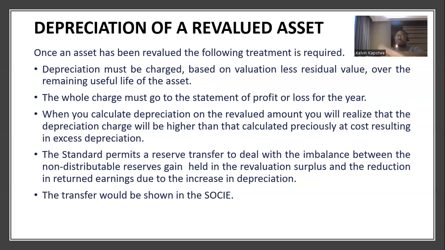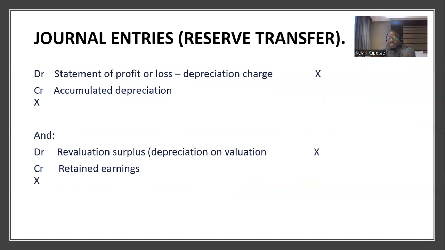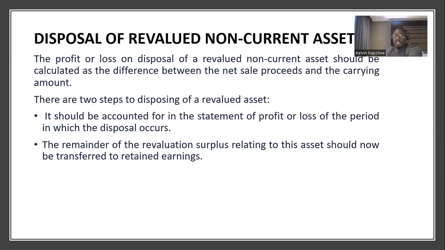Okay, so I think I've covered how you deal with the depreciation of revalued assets. So that is the journal entry there. Debit statement of profit or loss, depreciation charge, and then credit accumulated depreciation. And then after that, you debit revaluation surplus and then credit retained earnings to transfer that depreciation charge.